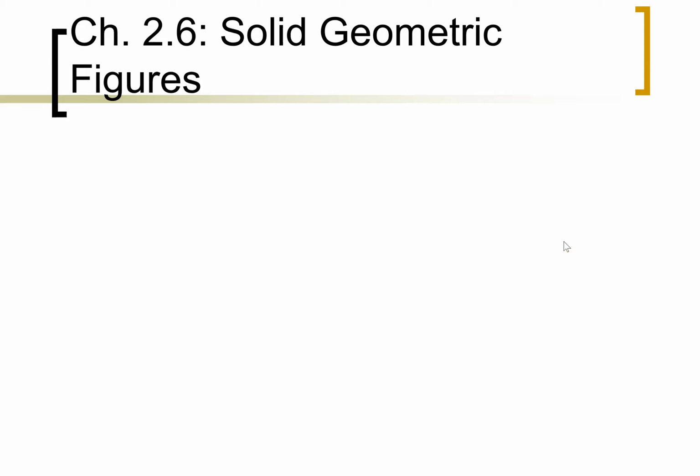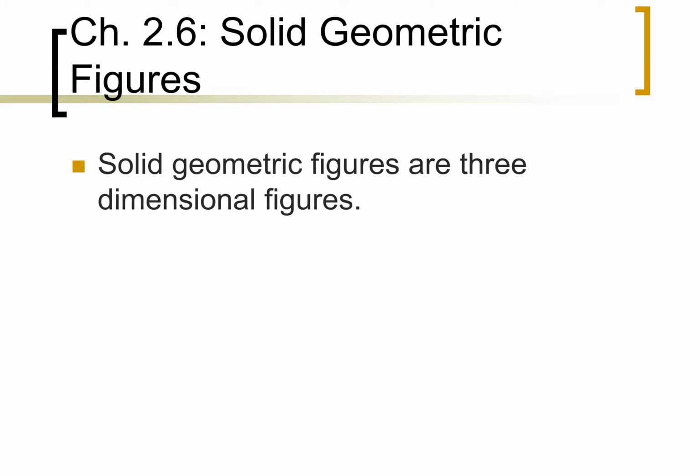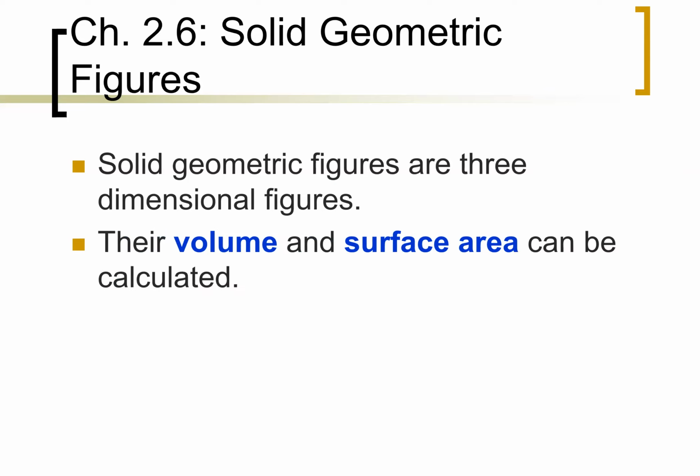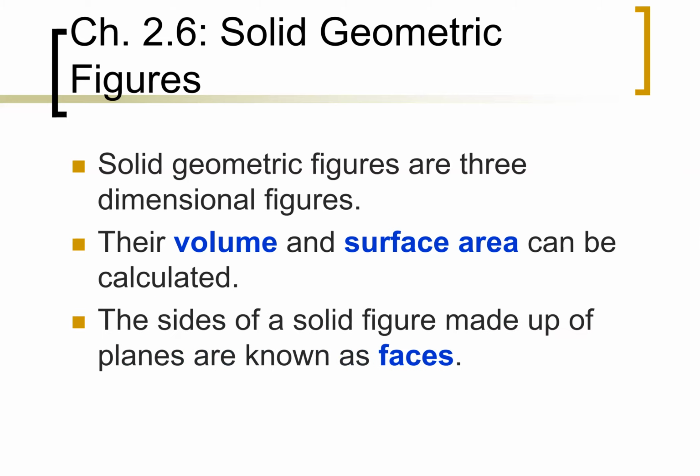So the last section that we look at in Chapter 2 in the geometry unit is 2.6, the solid geometric figures. So solid geometric figures are three-dimensional figures, and we are going to be looking at calculating the volume and surface area of these figures. Now we'll be only doing certain types of solid geometric figures. So the two-dimensional shapes that you've looked at so far, triangles, quadrilaterals, and circles, are going to become the faces of these solid geometric figures.